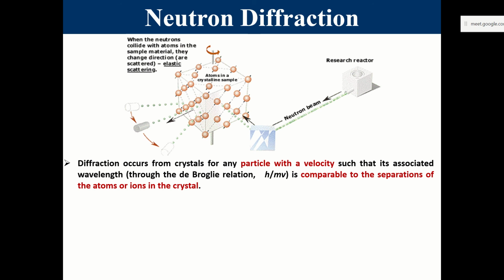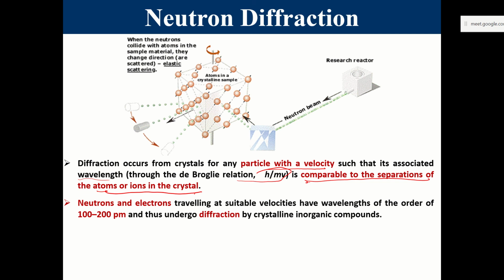Okay, neutron beam. So this is the basic idea. Diffraction occurs through crystals for any particle with a velocity. If you know the de Broglie relation, the basic idea is that you have to get those neutrons whose wavelengths, if you calculate them, are comparable to the atomic separations, the separation of atoms or ions in the crystal. If that criterion is met, then only will diffraction occur.